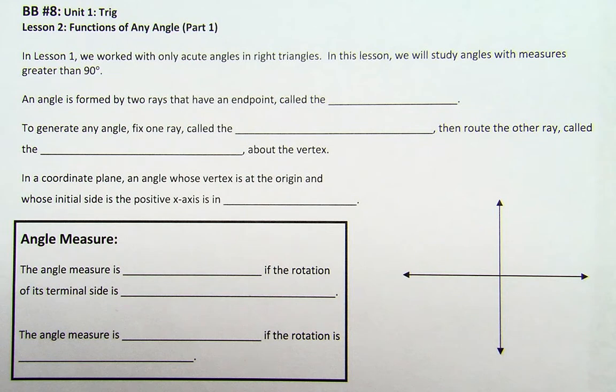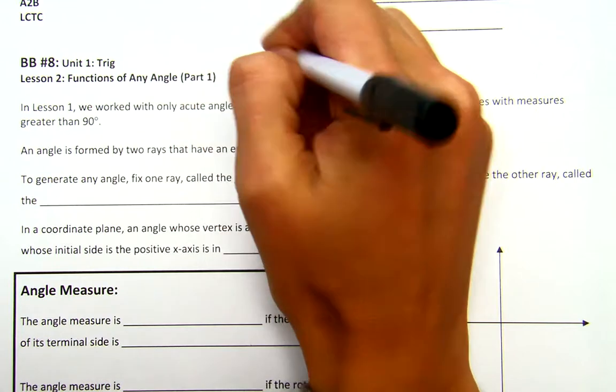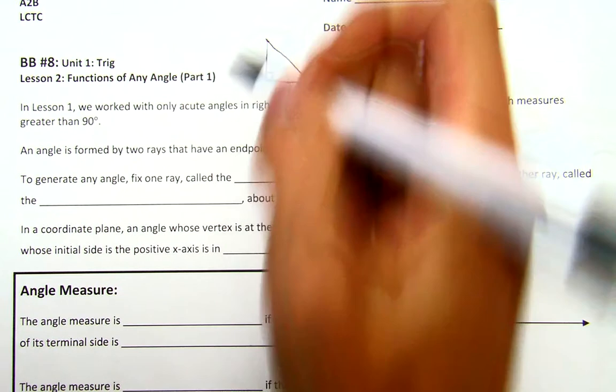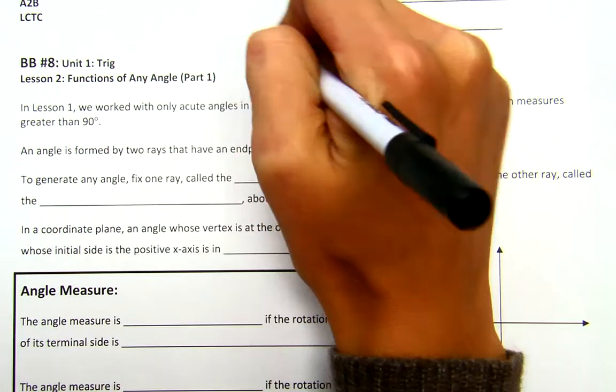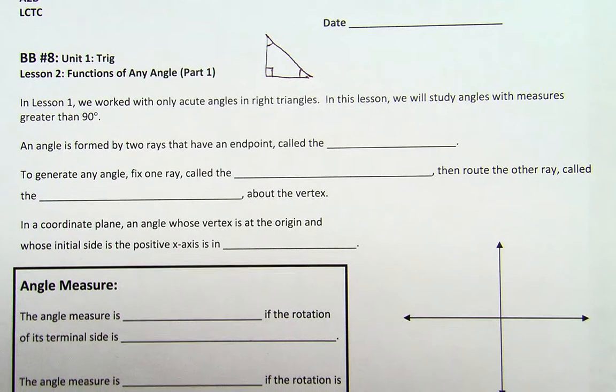So in our first lesson, we worked with only acute angles and right triangles. So today we're going to talk about angles, and we're going to look at angles that measure greater than 90 degrees. And what I mean by that is when we were dealing with right triangle trig, we were only dealing with trig functions in right triangles. And because we had a right triangle, the two interior angles that we would have, we know are going to be acute, which means less than 90. So today we're going to look at angles bigger than 90 degrees.